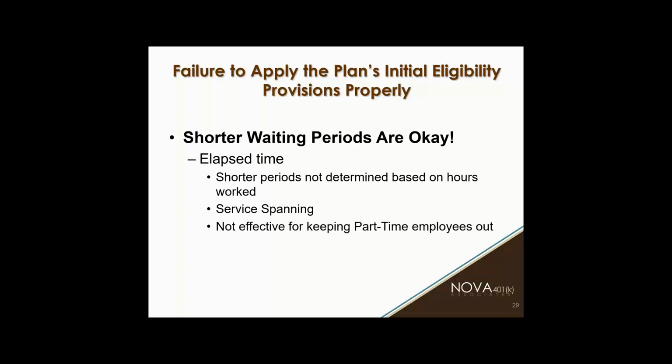If the answer is yes, they get all 3 months. They could have worked 1 hour in the first month and 1 hour right before their anniversary date, and they're in. This does not keep part-timers and other people like that out of your plan. So 6 months is the same way. Are they there on the 6-month anniversary date? Yes or no? If it's yes, they're in. You don't have to ask any more questions than that.